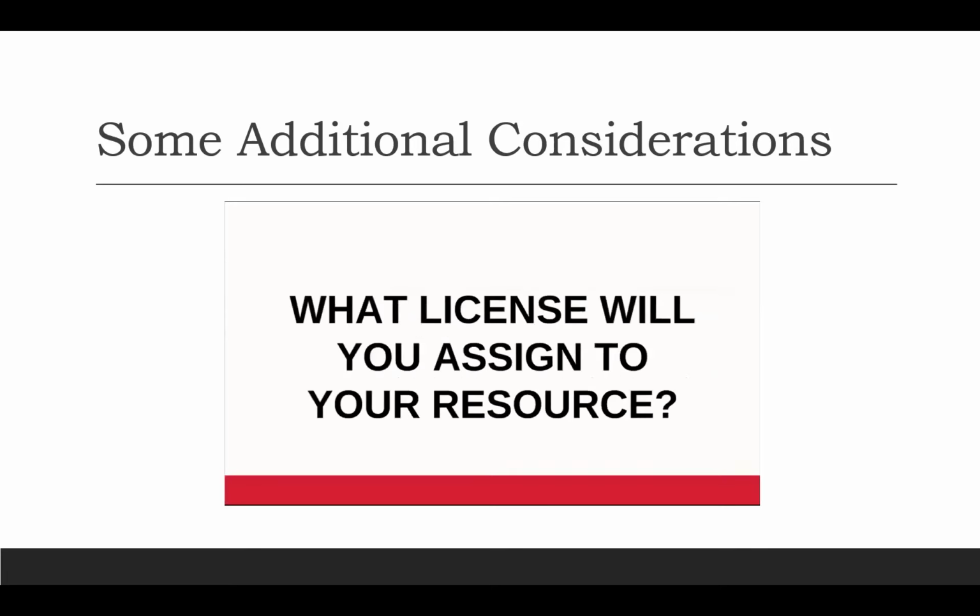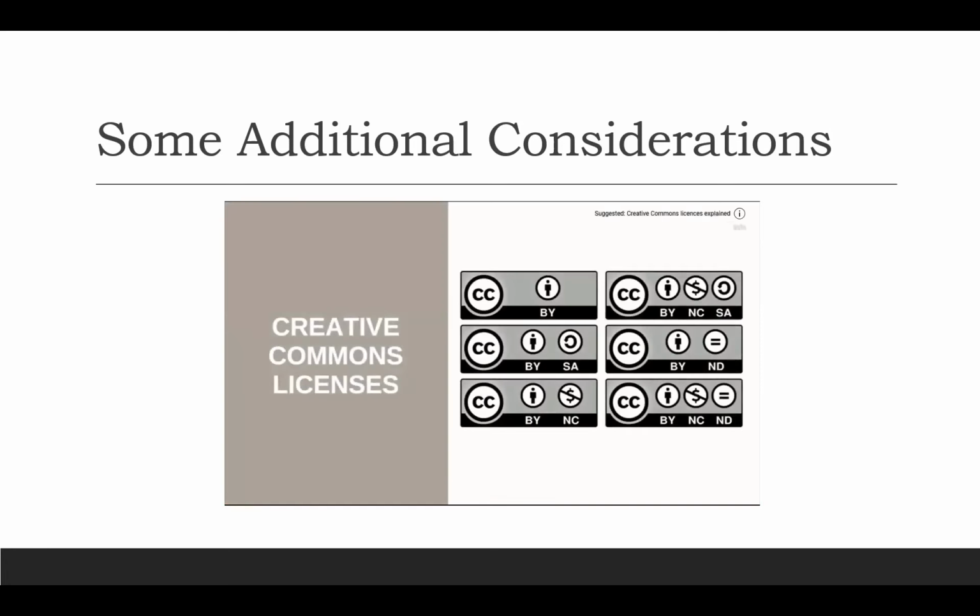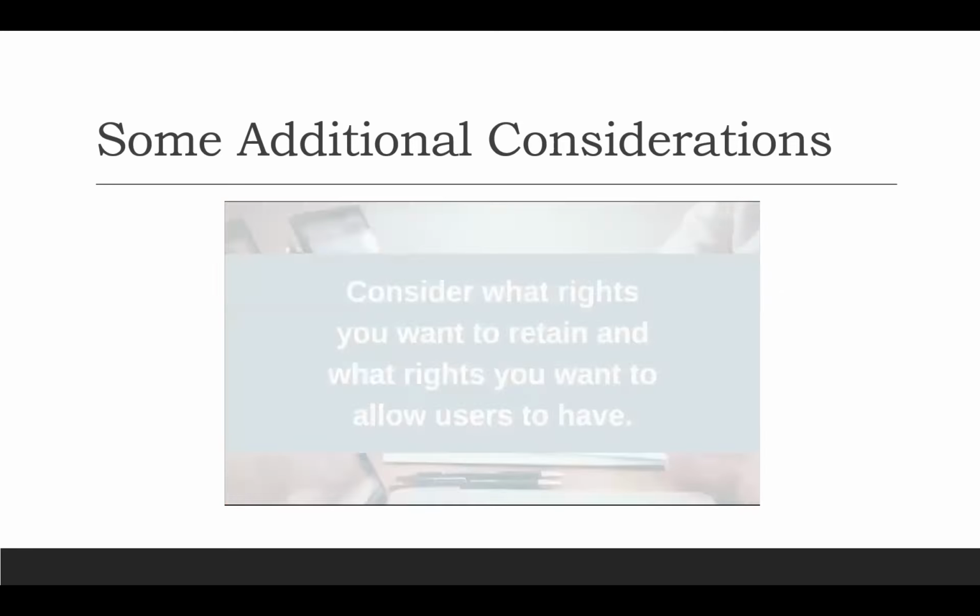The fourth consideration you need to take into account when you're planning to create an open educational resource is the open license you'll be assigning to your resource. The most common type of open license attached to an open educational resource, Creative Commons licenses, come in 6 basic types, and each license allows users to have certain permissions when reusing a resource.